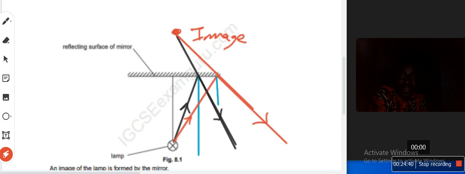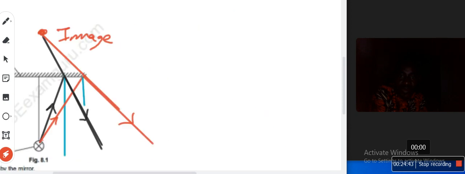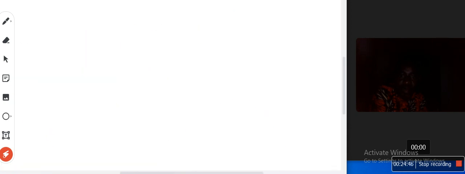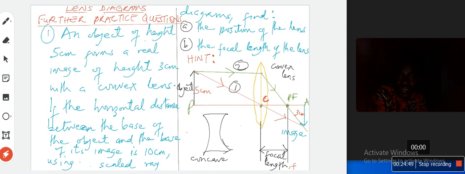Alright, so these are some of the questions. Do we have any other one here? There might be some more. Okay, there should be some more. Look at this. These are further practice questions. An object of height 5 cm forms a real image with a convex lens, if the horizontal distance between the base of the object and the base of its image is 10 cm, using a scaled ray diagram, find the position of the lens, the focal length of the lens. I will allow you to do this, but this can form a hint.